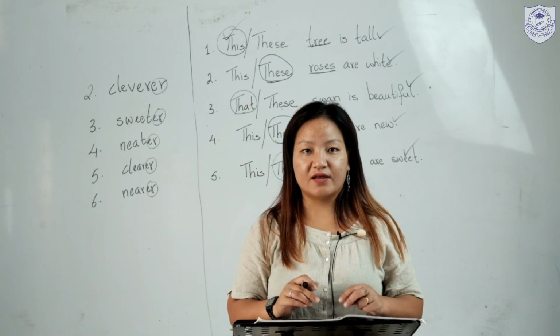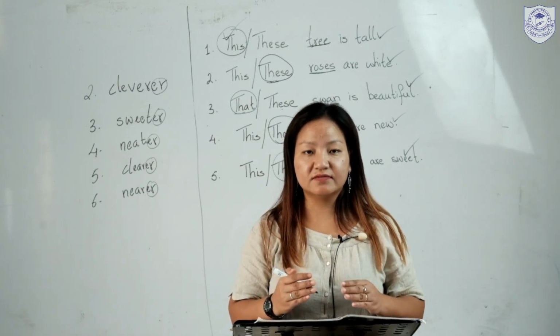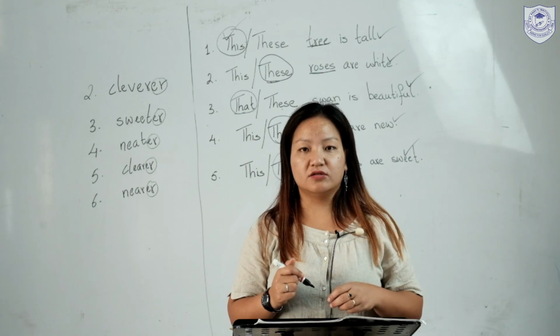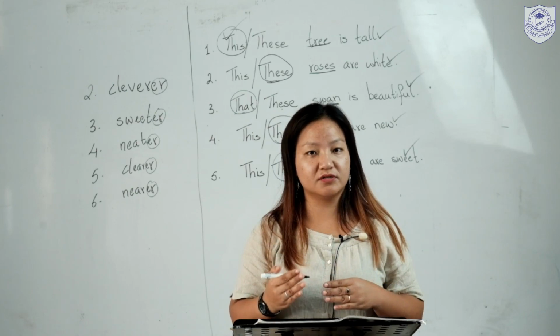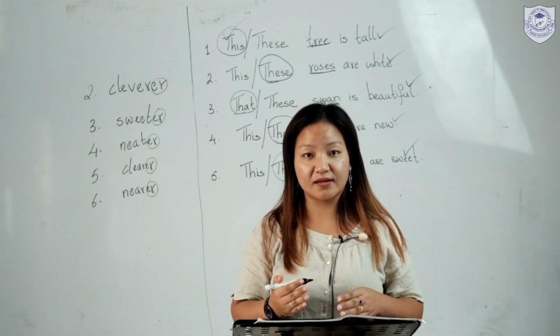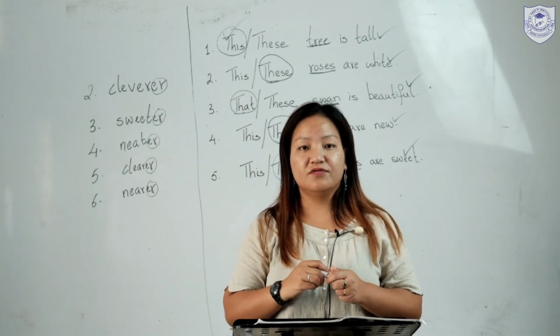Always remember that. And once again, adjectives. What are adjectives? Adjectives are the words that describe the nouns. And what are the nouns? Nouns are the name of a person, place, animal, thing, right? Okay, so don't forget that, okay?